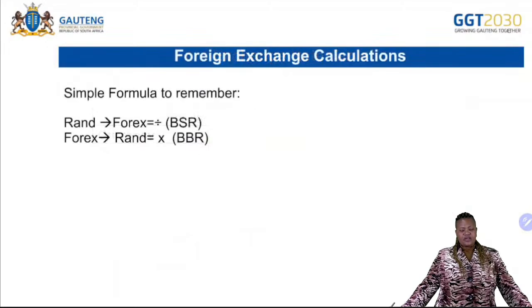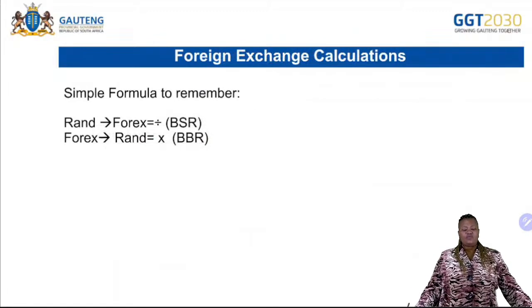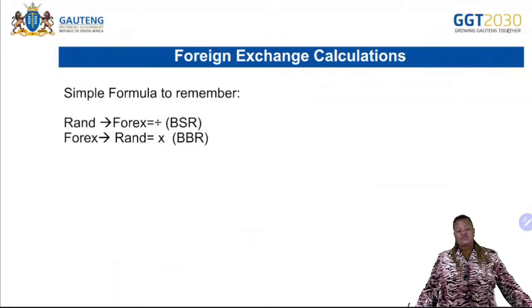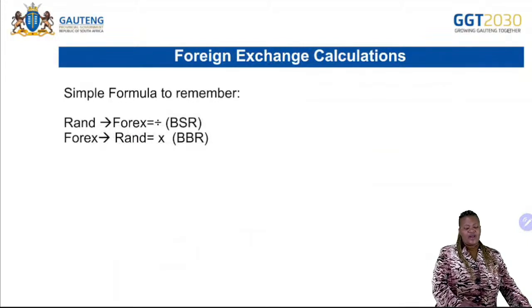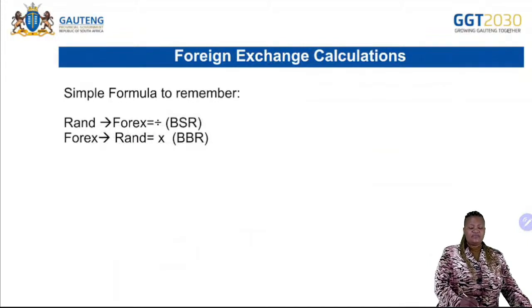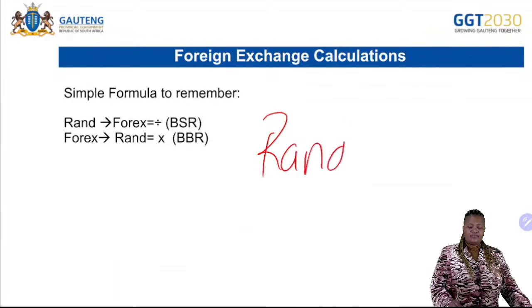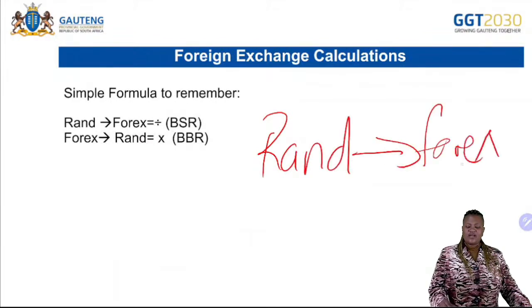Okay. And then we're now moving into our foreign exchange calculations. I have a simple formula for you guys to remember. If I have rands and I want a foreign currency, I'll say it's Forex. I circle my D. My D is telling me that I'm going to divide.